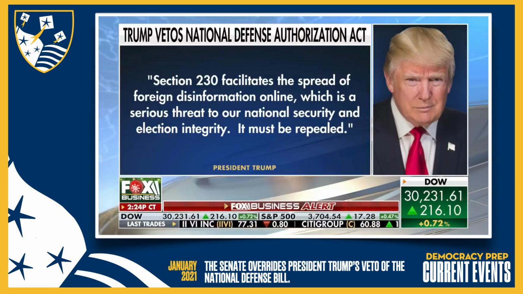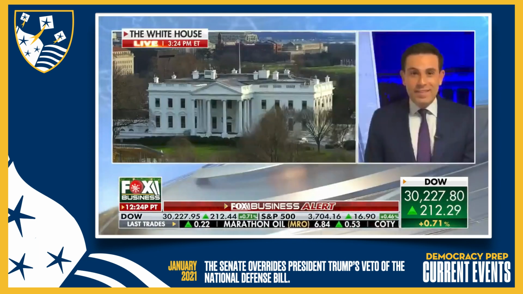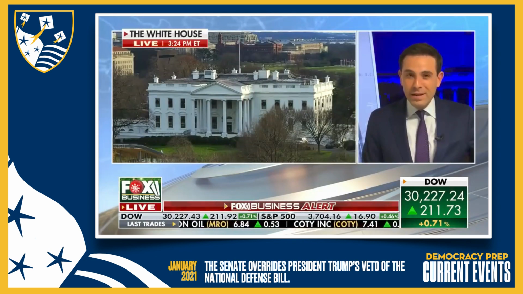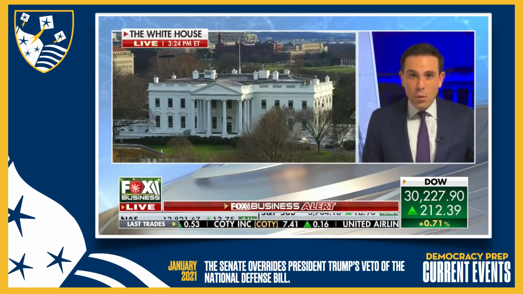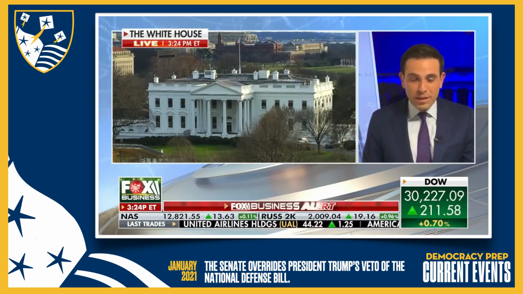And this was the explainer, as the president wrote when he officially gave his veto. He said, quote, "Section 230 facilitates the spread of foreign disinformation online, which is a serious threat to our national security and election integrity. It must be repealed," writes the president. We should note, Liz, that Section 230 has never been combined in any form whatsoever with the Defense Authorization Act. Up until this point, it's been two completely separate things.